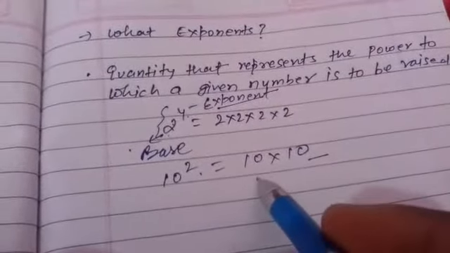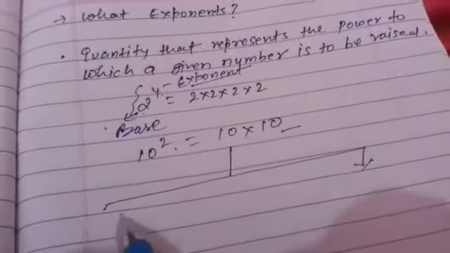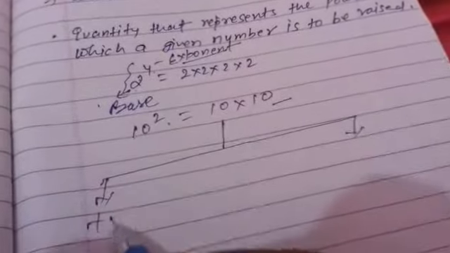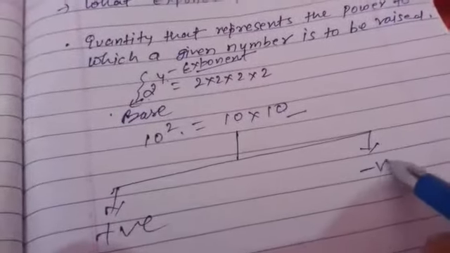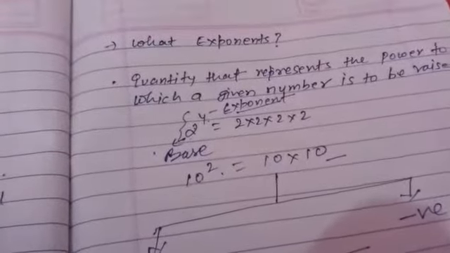Exponents may be of two types: first, positive exponent, and second, negative exponent. This topic we are going to talk about in our next video.